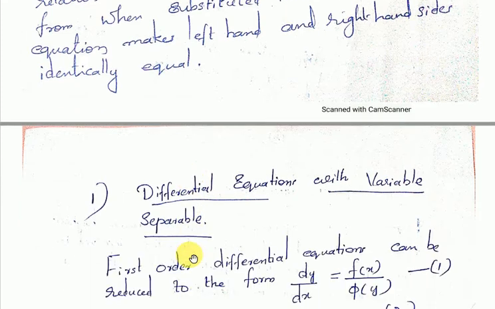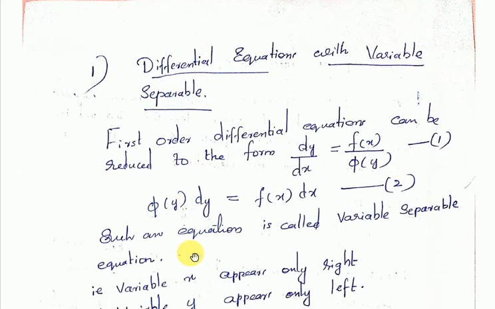So next we can see how we can solve the differential equation. First we are discussing the differential equation with variable separable. A first order differential equation can be reduced to the form dy by dx equal to f of x by phi of y. Consider this as equation number 1.